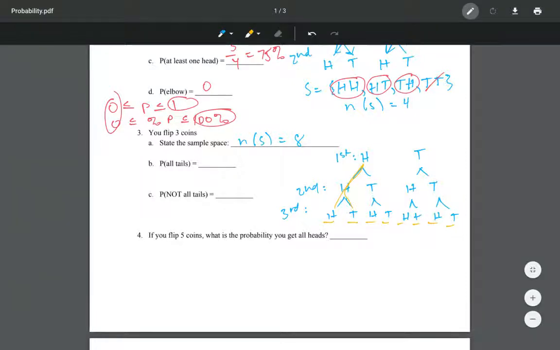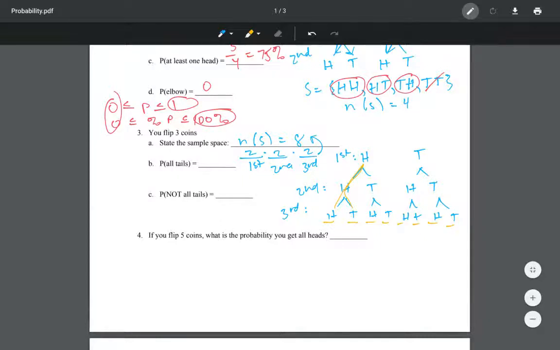So the first coin has 2 possibilities. The second has 2, and the third coin has 2 possibilities. So if we're looking at these 3 coins being flipped together, we have 2 possibilities for the first, and 2 for the second, and 2 for the third, and we multiply those together to come up with 8. So this is our multiplication principle.